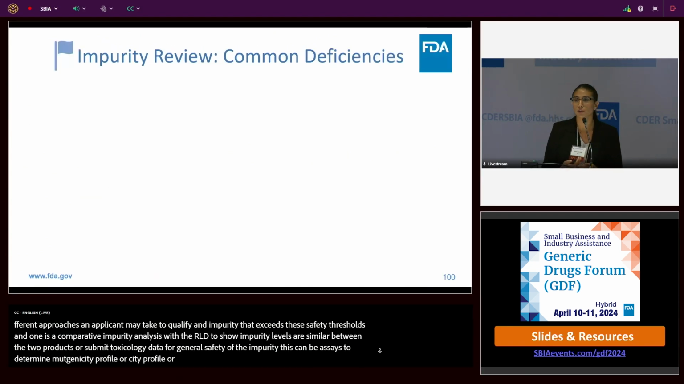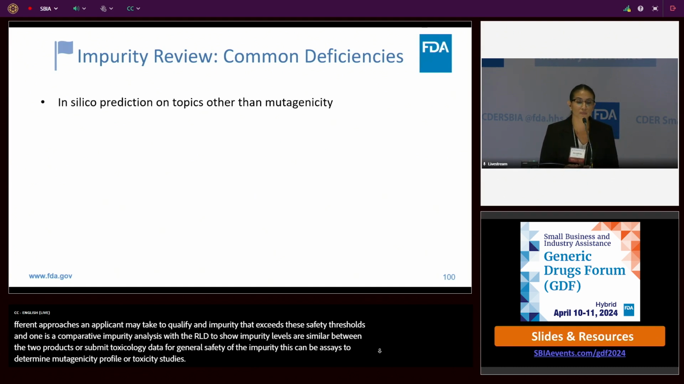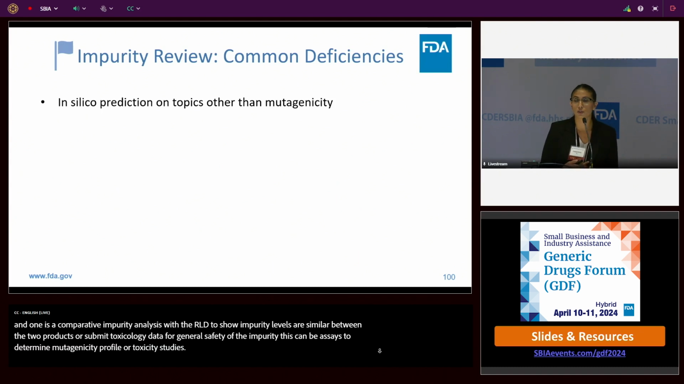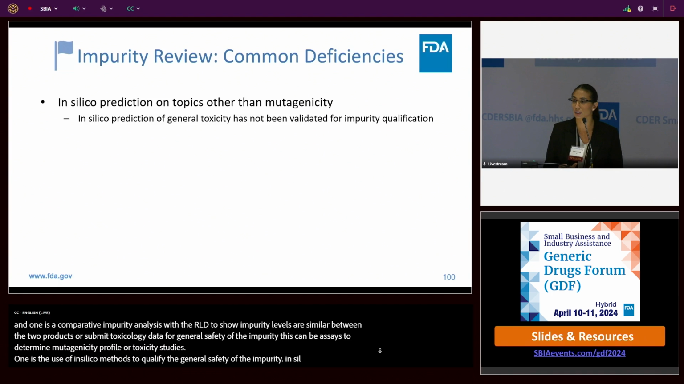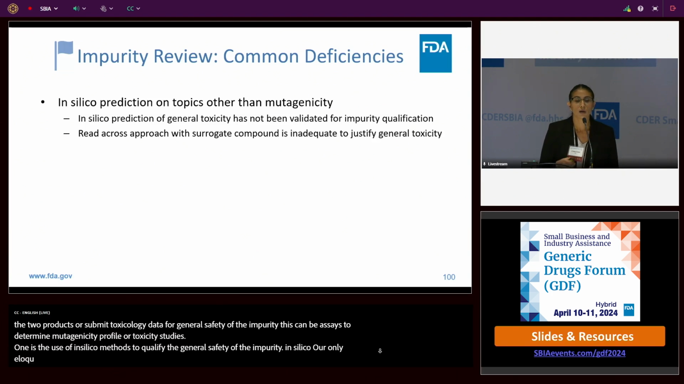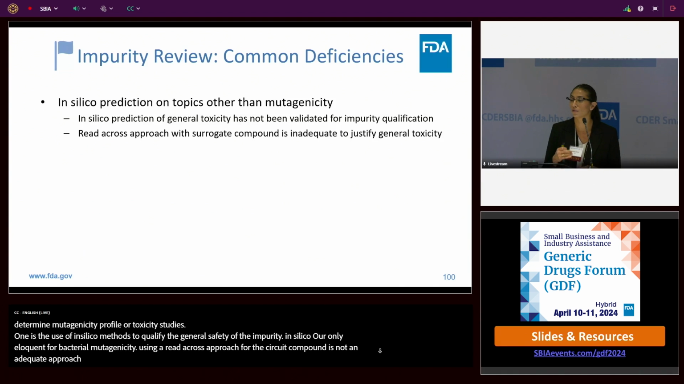So now I'll describe some common issues or deficiencies that our division sees in impurity review. One is the use of in silico methods to qualify the general safety of the impurity. In silico methods are only adequate for bacterial mutagenicity via a QSAR. In silico methods are not validated for the endpoint of general toxicity. And additionally, using a read-across approach with a surrogate compound is not an adequate approach, meaning using toxicity of a similarly structured compound to justify the safety of a target compound is not adequate.